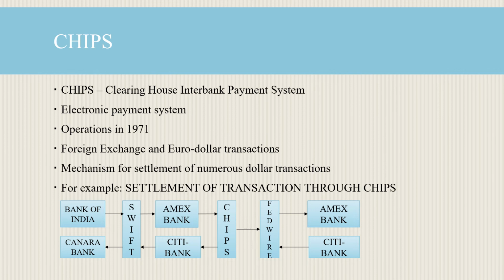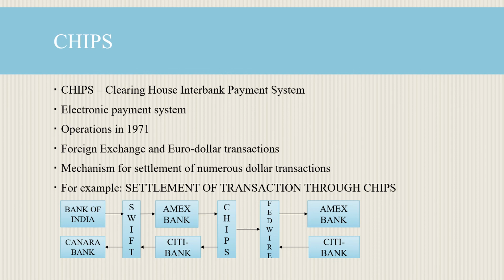Here, as I already said, Bank of India is maintaining a dollar account with MX Bank. Canara Bank is maintaining a dollar account with Citibank. Now Bank of India needs to make payment to Canara Bank. This is how the transaction is routed. Bank of India instructs MX Bank through SWIFT. SWIFT, we all know, is the communication network. Through SWIFT, it instructs MX Bank to debit its account and transfer $1 million to Citibank in order to credit the current account of Canara Bank.